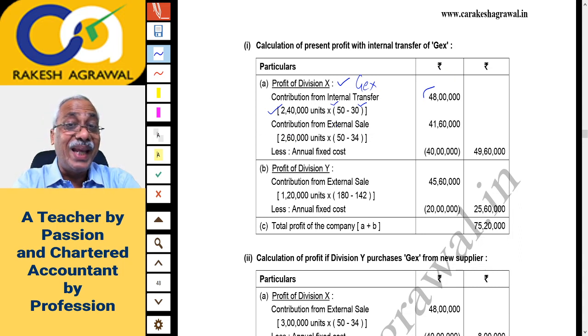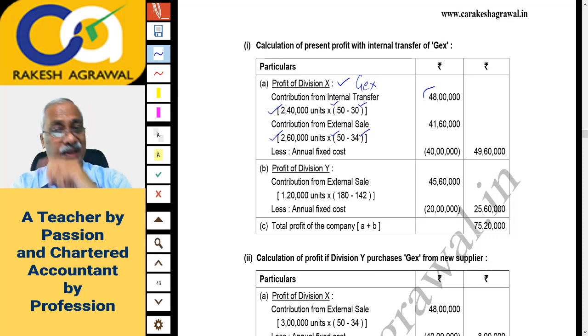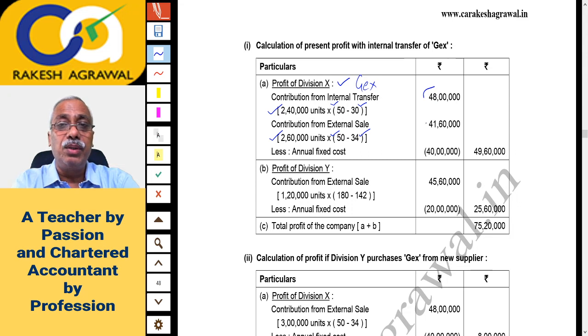Then contribution from external sales. Externally you can sell only 2,60,000 units. Same at 50 rupees, but for external sales the variable cost will be 34 rupees. That 4 rupees selling and distribution will be extra. So the difference is contribution per unit into number of units. This is your total contribution. And you have to just deduct the total annual fixed cost. So contribution minus fixed cost, this is the profit of division X.